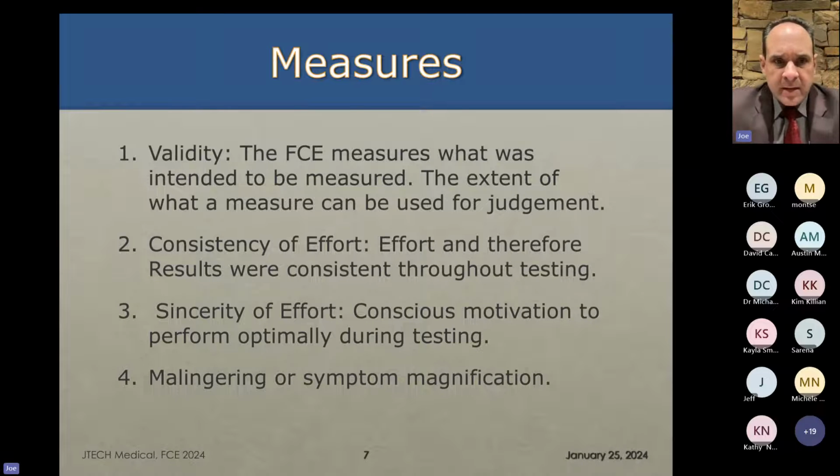So what is validity? That term's, again, used all the time. Validity for an FC is the measure of what was intended to be measured, right? The extent of what a measure can be used for judgment. So if you're saying that the FC was a valid measurement, you're saying this is an accurate measurement that can be used to determine future vocational outcomes or possible future medical treatments. Then we go to consistency of effort, right? So was effort and therefore results were consistent throughout the testing, versus sincerity of effort, was there a conscious motivation to perform optimally during testing? And there's a distinction between those two.